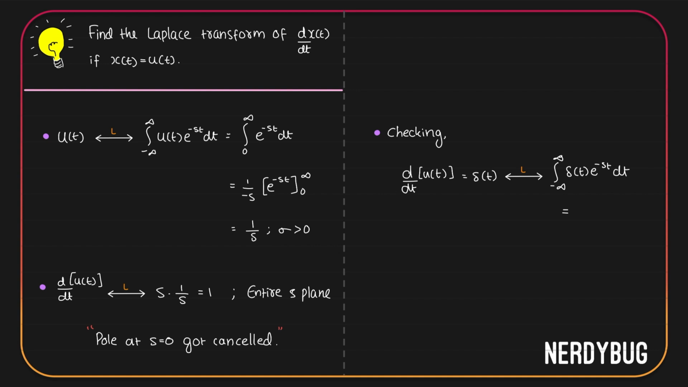So this is equal to delta of t at t equal to 0, which is 1, multiplied by e raised to minus st at t equal to 0, which is e raised to 0, equal to 1. So the Laplace transform of delta of t is 1, which is a finite number. So it is going to be finite for any value of sigma. So its ROC is the entire s-plane, which is exactly what we got over here.